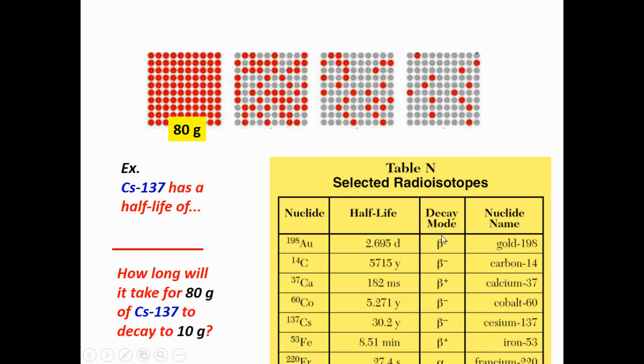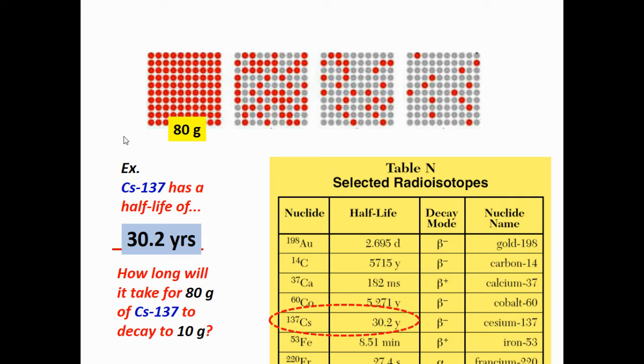You might learn about decay mode next week. It just means what type of radiation is emitted. Anyway, cesium-137. Apparently we're starting out with 80 grams of cesium-137, and it has a half-life of what? Oh, right there. Cesium-137 has a half-life of 30.2 years. That means after 30.2 years, we'll have only half of our original cesium-137.